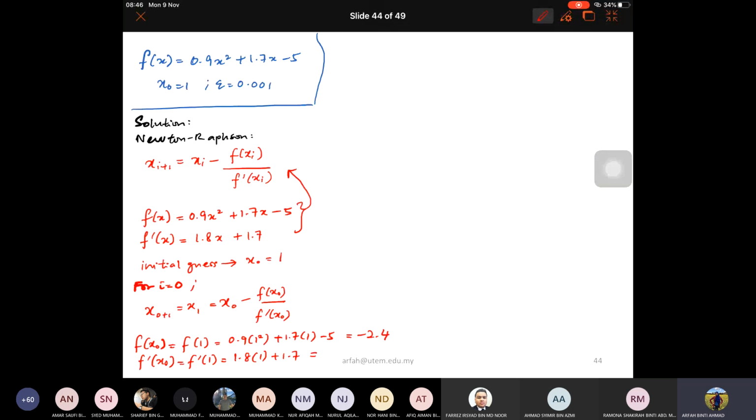3.5. Okay. So daripada sini awak kirakan x yang pertama akan sama dengan x naught tolak f x naught divided by f prime x naught, sama dengan x naught is 1. Initial guess dia 1 sebab soalan suruh ambil 1. Tolakkan dengan f x naught is negative 2.4 dibahagi dengan f prime x naught is 3.5.